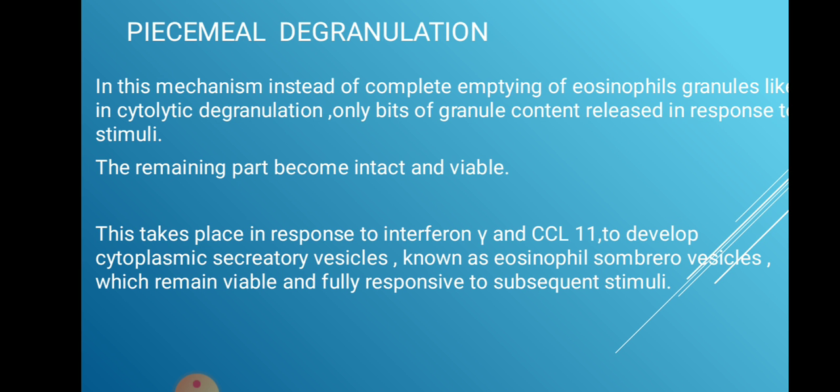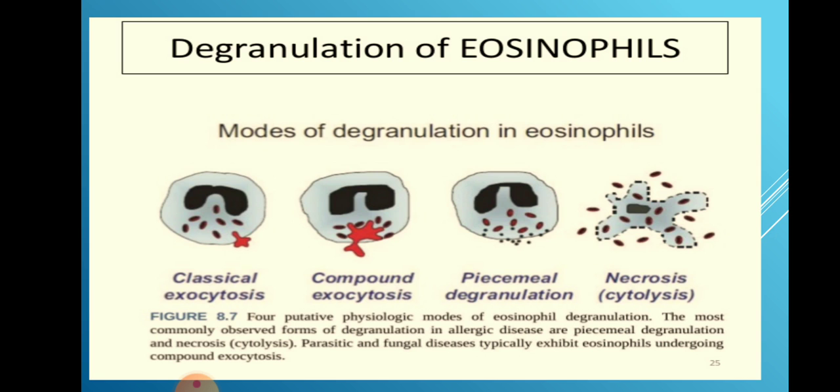Piecemeal degranulation. In this mechanism, instead of complete emptying of eosinophil granules, like in cytolytic degranulation, only bits of granule content are released in response to stimuli. The remaining part remains intact and viable. This takes place in response to interferon gamma and CCL11 to develop cytoplasmic secretory vesicles known as eosinophil sombrero vesicles, which remain viable and fully responsive to subsequent stimuli.